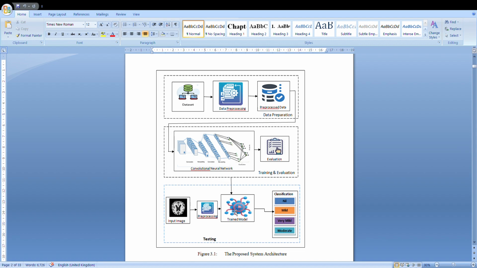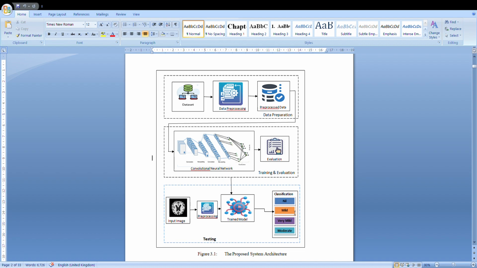Not only classifying the image as demented or not demented, what we actually wanted the model to be able to do is to tell us, okay, this image is demented, and the stage at which the dementia currently is. As you can see on the screen now, having processed the image, we pass it through our trained model, and the model is able to tell us that this is a demented image, and the stage of the dementia in the image is mild. So that's exactly what the proposed system architecture is all about. I think that one is clear.